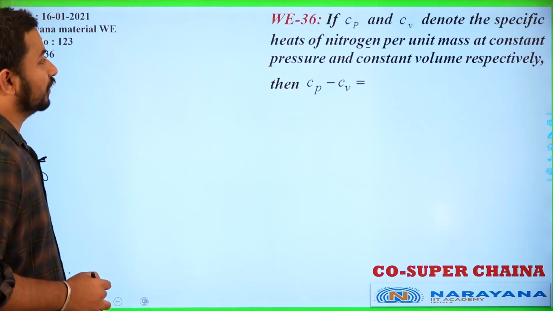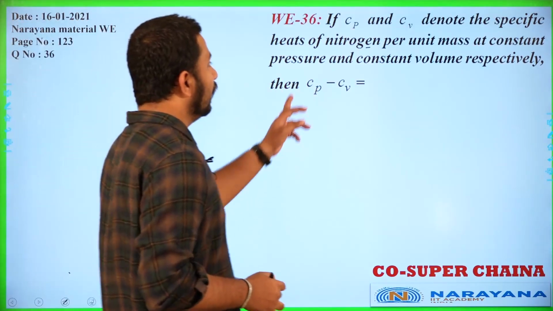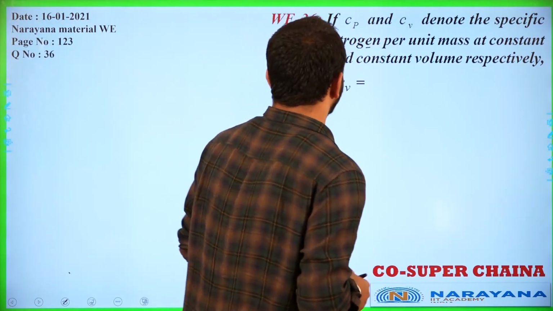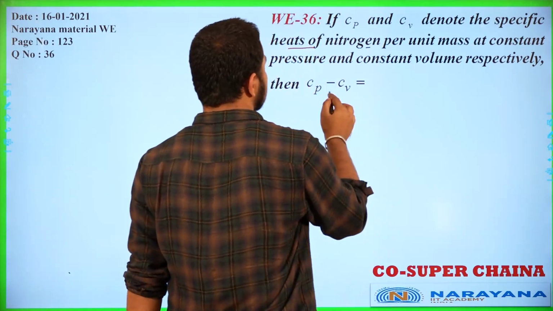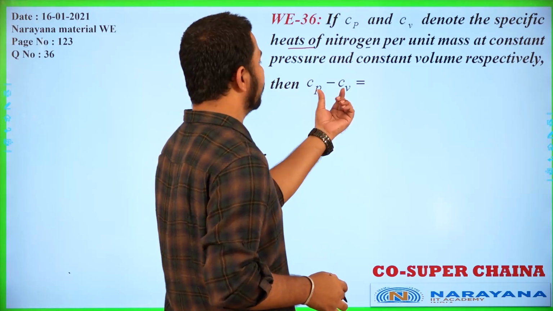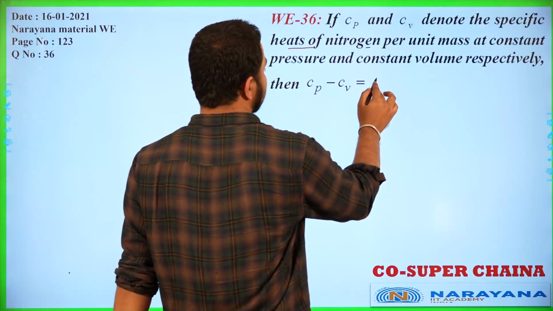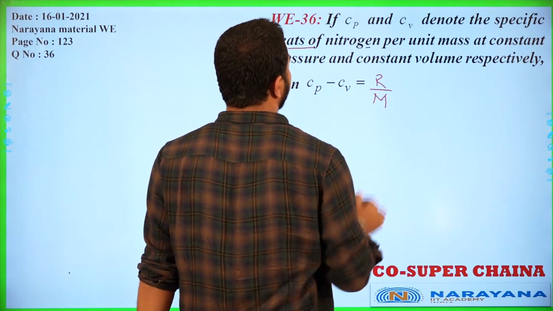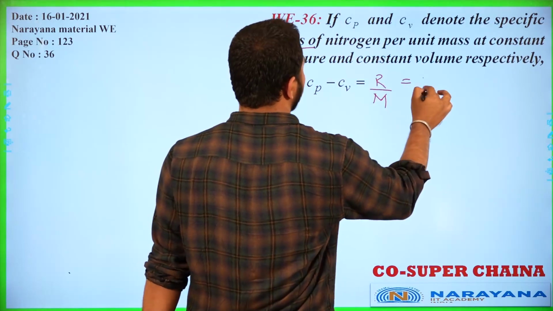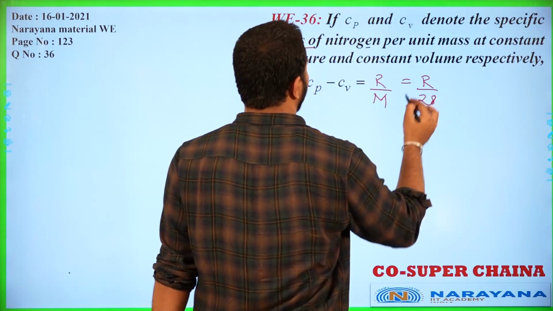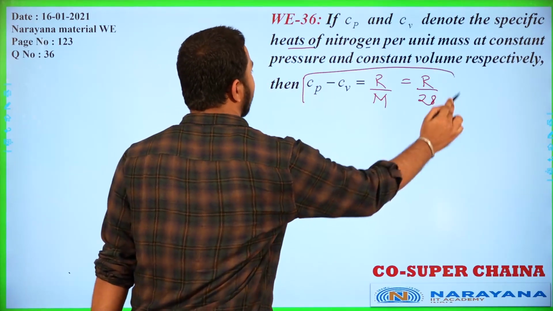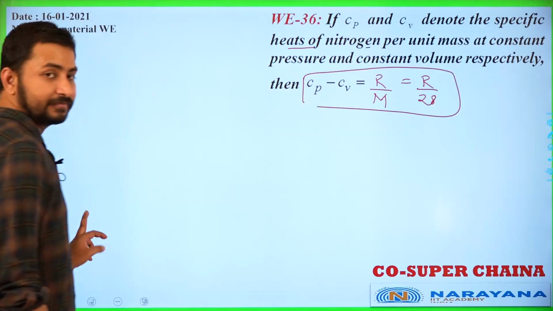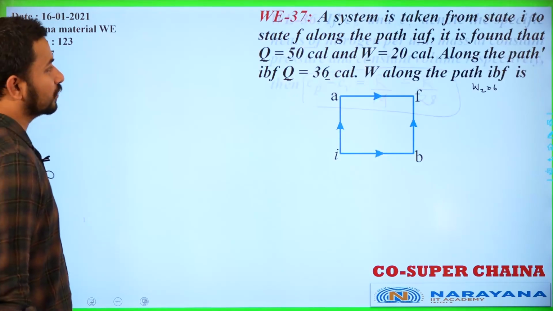Let's move to the next one now. If Cp and Cv denote the specific heat of nitrogen per unit mass, we know that Cp minus Cv can be written as R by molecular mass. It is given as nitrogen, so the molecular mass of nitrogen is 28, and R by 28 will be the required answer for this question. Right, student? So let's move to the next one now.